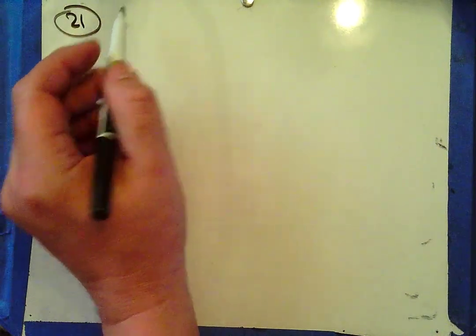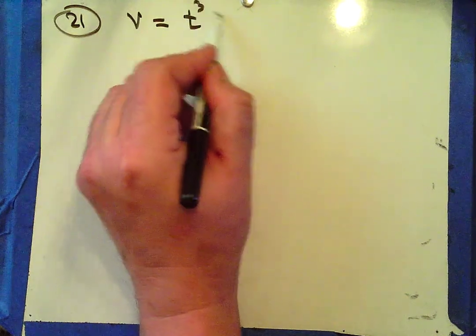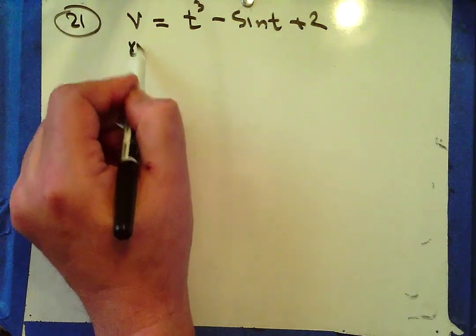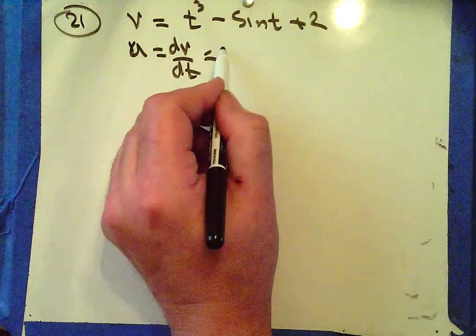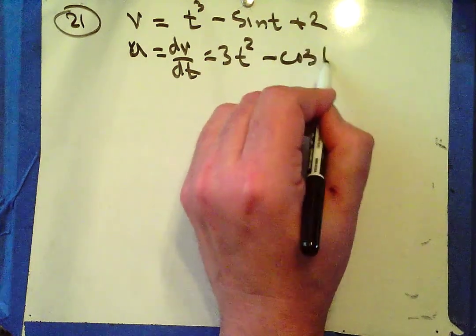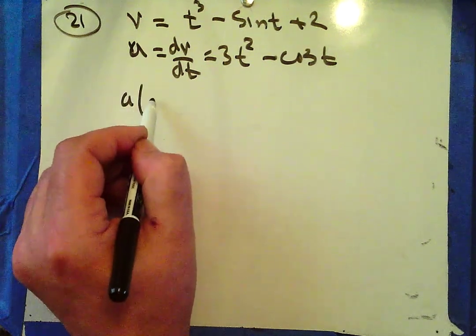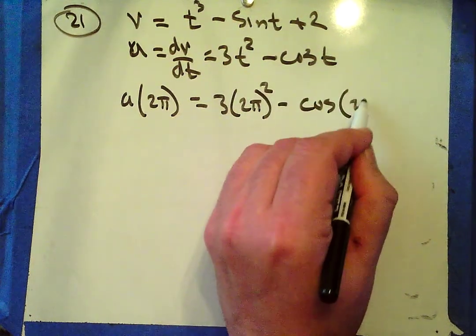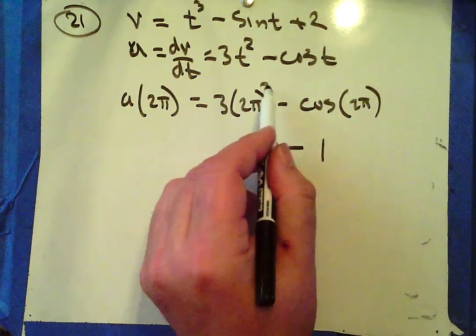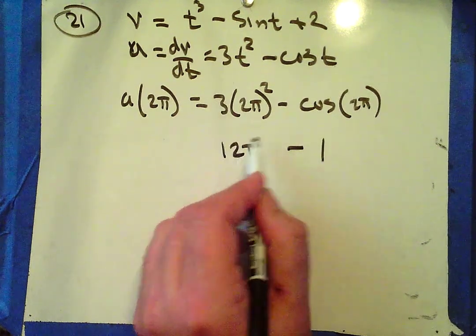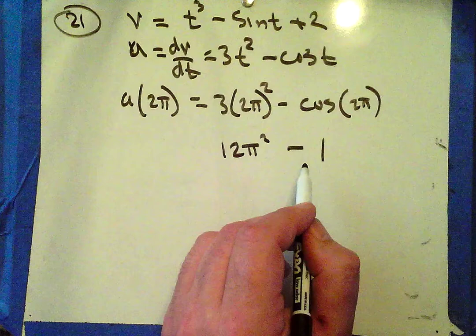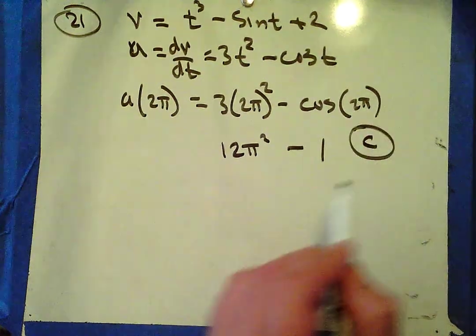Let's take a look at 21. The velocity of the particle is given by t to the third minus sine t plus 2. What is the acceleration at 2 pi? So we know that a equals dv/dt, so we need to take the derivative of this: 3t squared minus cosine t, and the derivative of the constant is 0. And we want to evaluate acceleration at 2 pi. So that's 3 times 2 pi squared minus cosine of 2 pi. Cosine of 2 pi is 1. 2 squared is 4, so 4 times 3 is 12 pi squared minus 1. There it is, choice C. Took me a minute to find that.